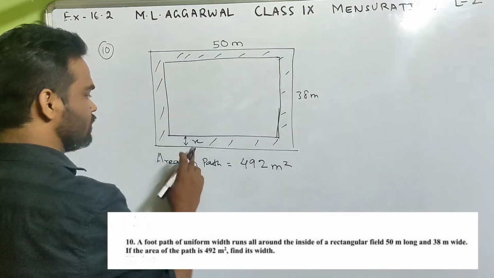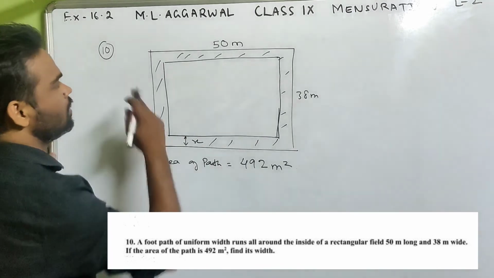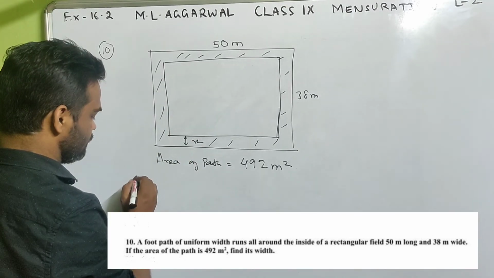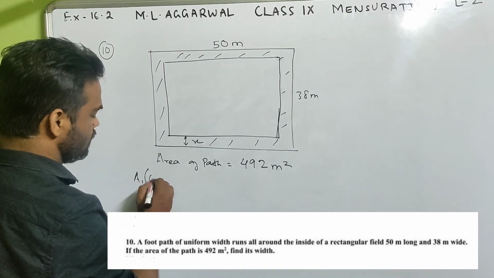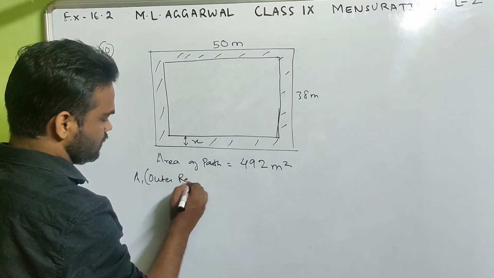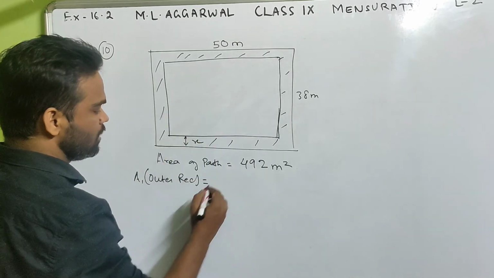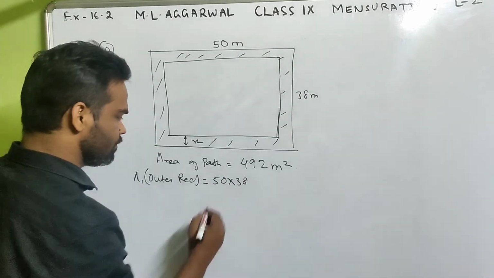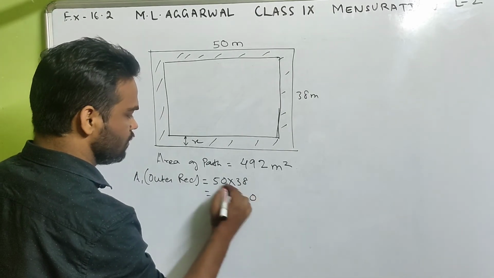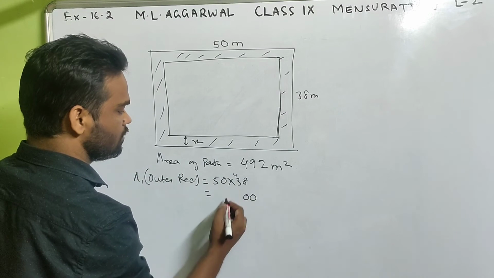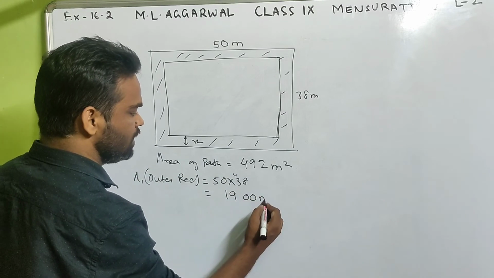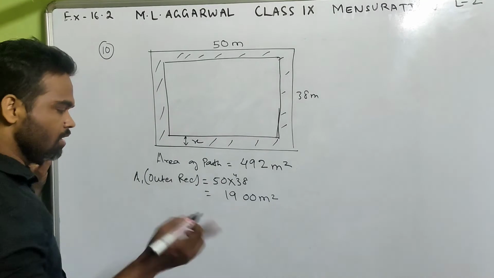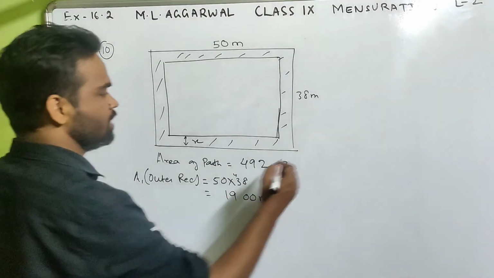So in this diagram, we need to find x. Now for the outer rectangle, look over here. A1, area of the outer rectangle, the bigger rectangle. Length is 50, breadth is 38. Very easy. So that's 0, 5 8s are 40, 15, 1900 meters square. For the inner rectangle, look carefully.